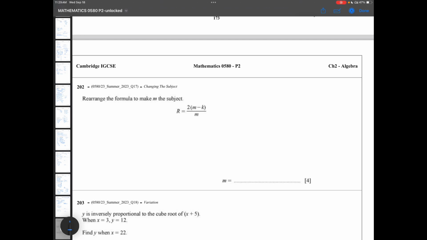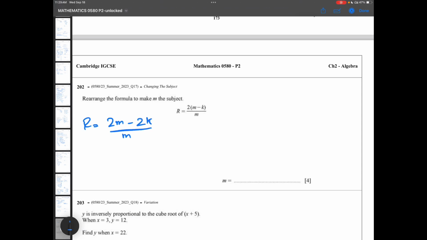Now in the next question, number 202, it says rearrange the formula to make m the subject. The formula is r is equal to 2 into m minus k, upon m. So we have to make m the subject. In order to do that, the first thing I'm going to do is open this bracket, expand this bracket. 2 into m is 2m minus 2 into k is 2k, upon m.